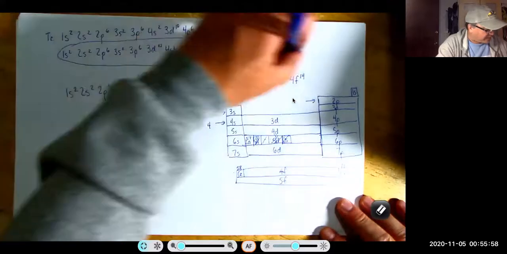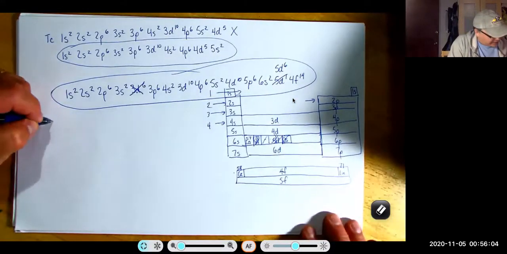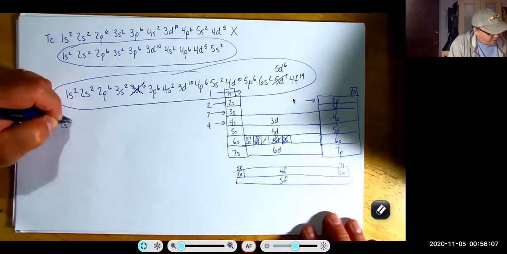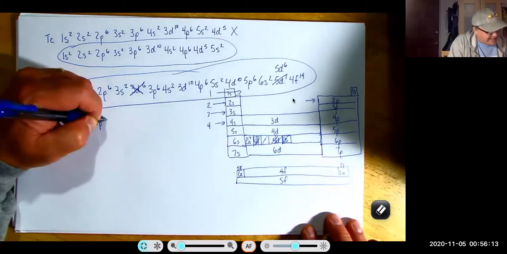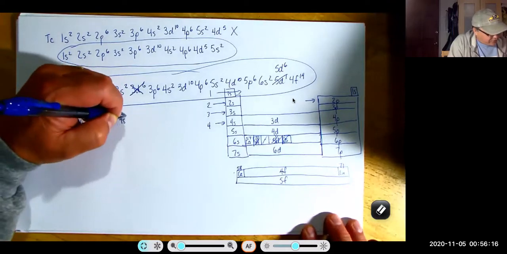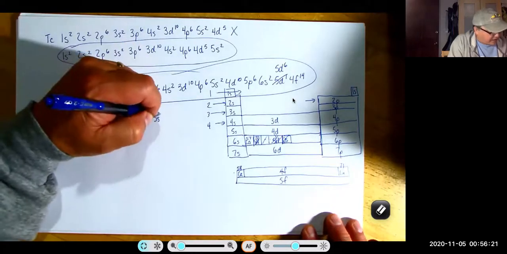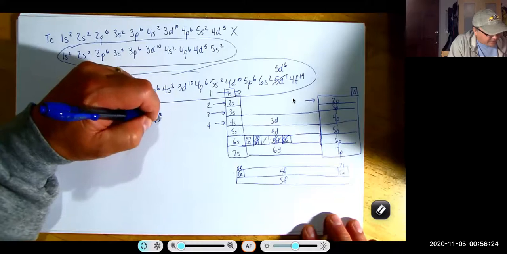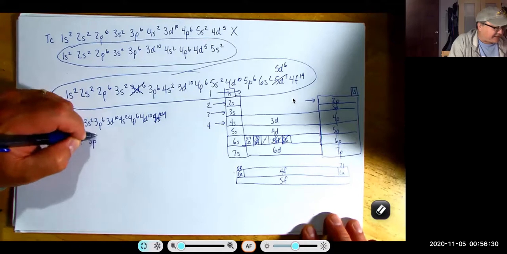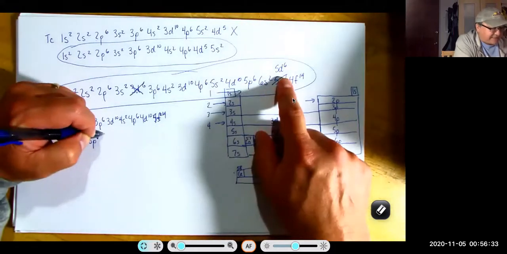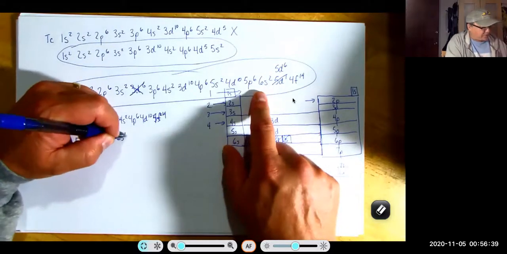So here's the electron configuration. And if I rewrite it all in correct order, it would look like this: 1s2, 2s2, 2p6, 3s2, 3p6, 3d10, 4s2, 4p6, 4d10, 5s2, 4f14, 5p6, 5d6, and then 6s2. So this would be the correct order right here.